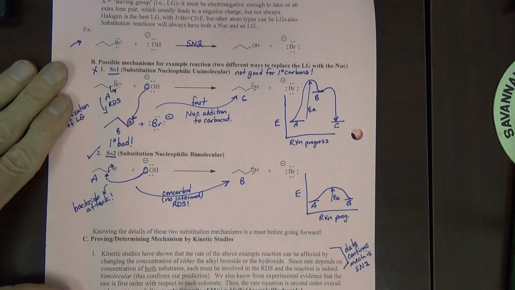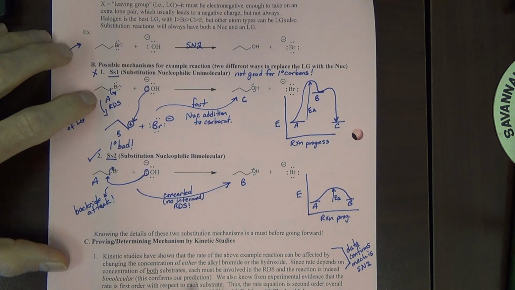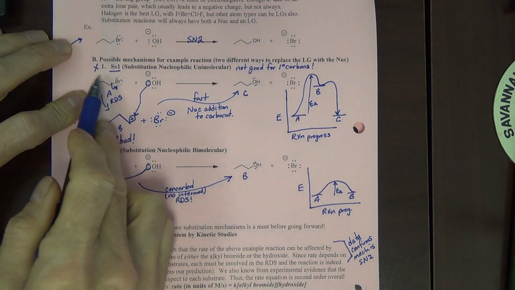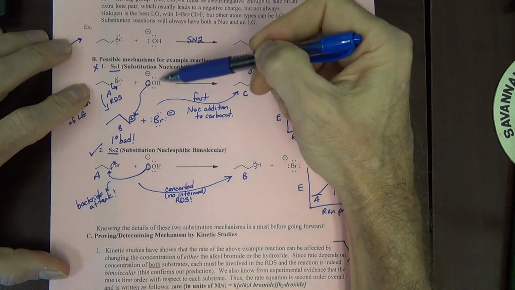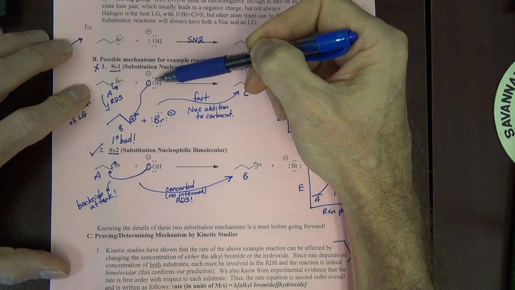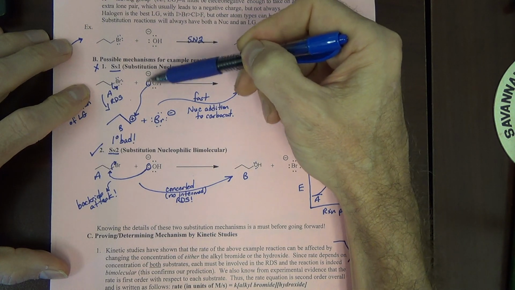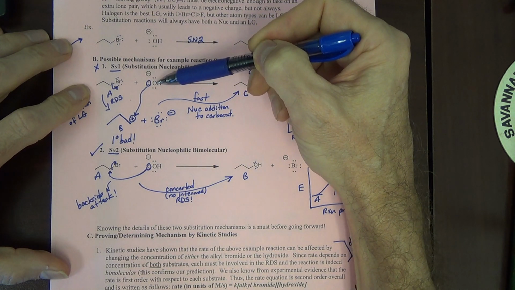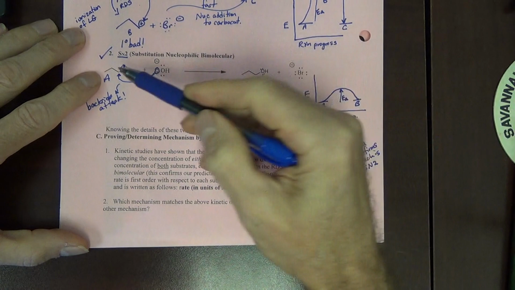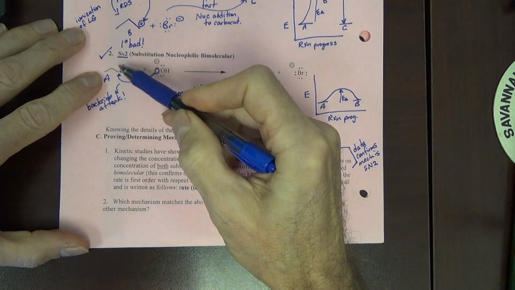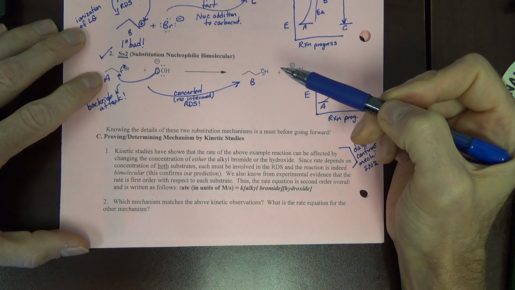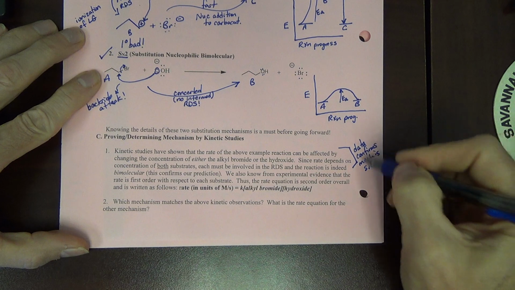And not SN1. If it was SN1, here the rate is only dependent on the alkyl bromide. If you change the concentration of the hydroxide, the rate of this reaction should not change because the hydroxide is not involved in the rate determining step. But down here, both are involved in the rate determining step. That's why we call it SN2. Thus, if you change the concentration of either one of these, you should change the rate. And indeed, that's the observation we have from lab.